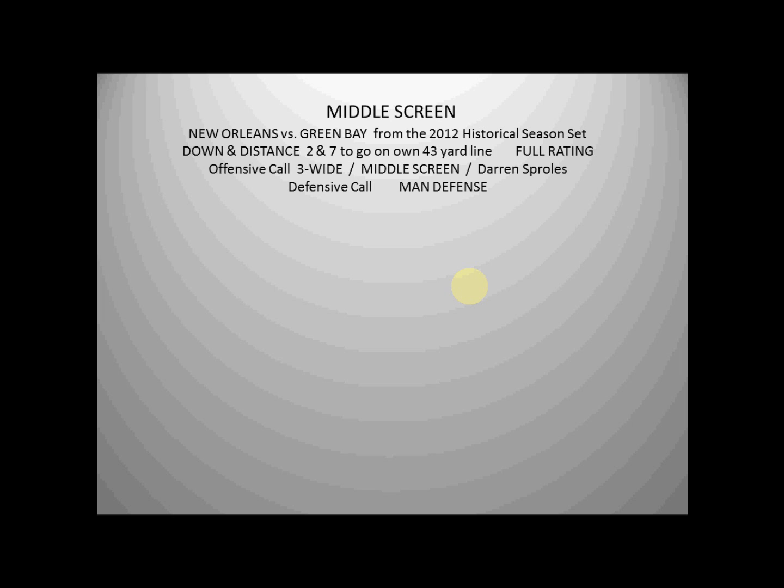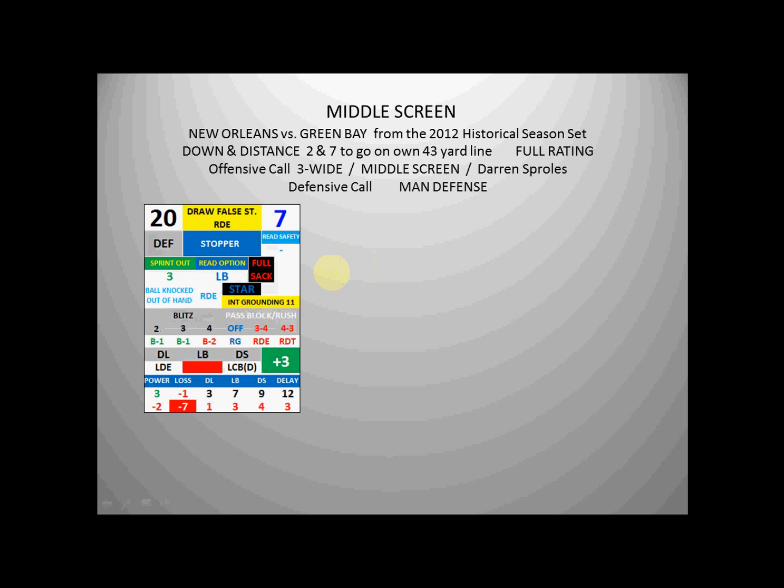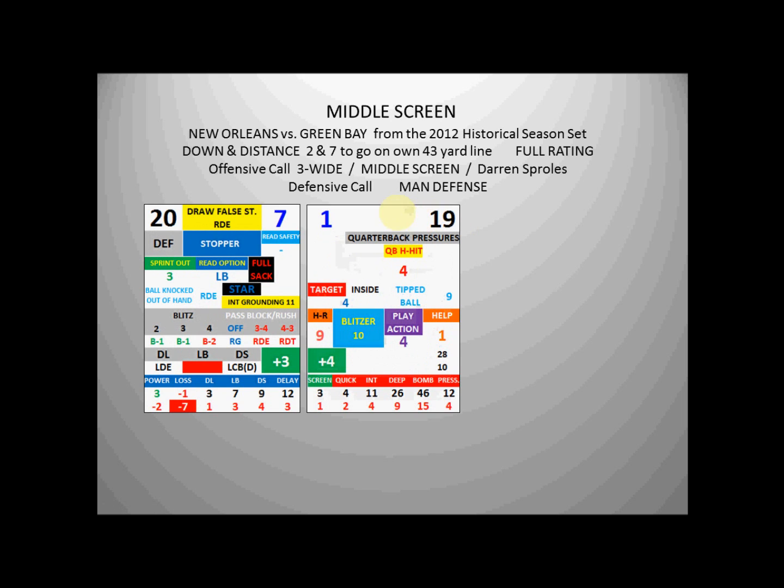Let's say the offensive play call is 3-wide, middle screen, and we're going to have Darren Sproles be the receiver. And the defensive call is in man. So again, it's 3-wide, middle screen, Darren Sproles, if you're calling it just like an offensive coordinator would. The first thing we're going to do is draw the left and right PRCs and find out what happens at the snap of the ball.